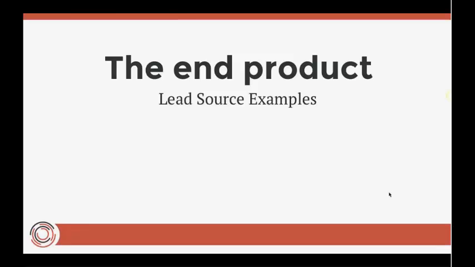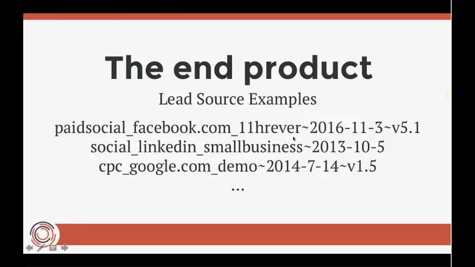Now, these are some examples of what the end products would look like. So it looks a little bit complicated, but it's easily broken down into medium, underscore, and then source, underscore, and then this is the full campaign right here. And that was then the lead source. So it's easy to look at that whole thing and say, okay, I know what is happening here. I know this is a paid social, it's going to Facebook, and that's the specific campaign, and there's the variation. So in one glance, I could look at this and say what this activity was.